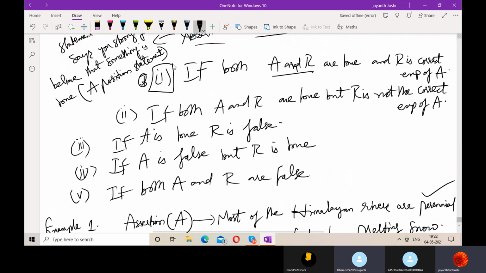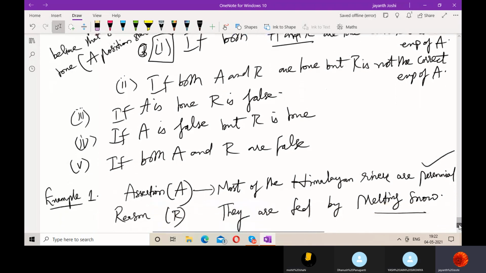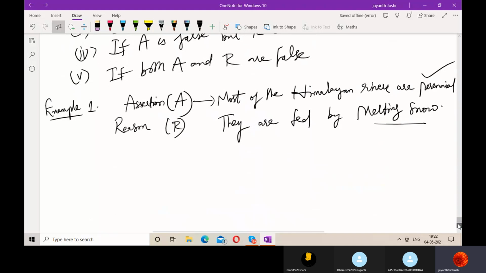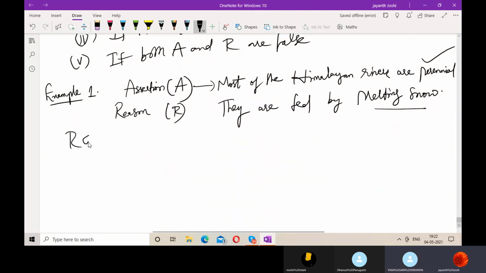Can I say first one? Yes. Let's go for question number 2. So R correctly explains A. So option.